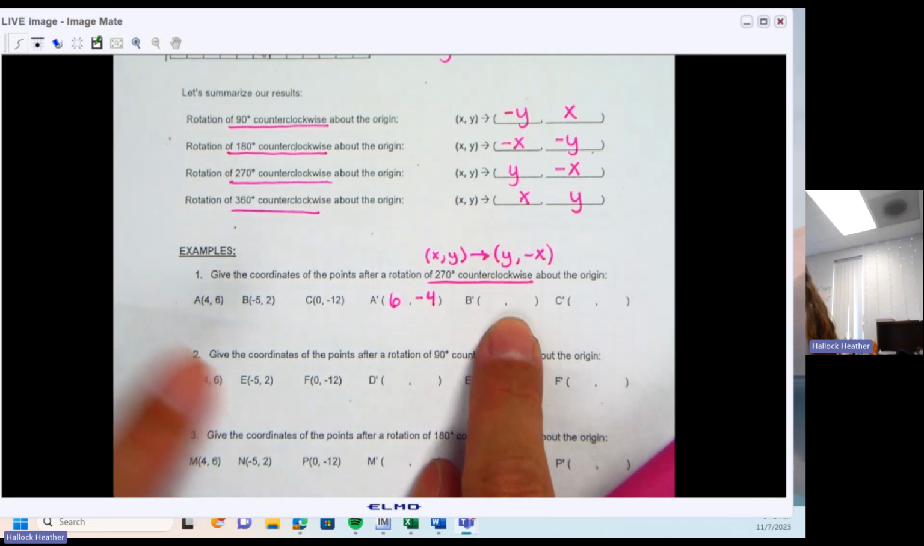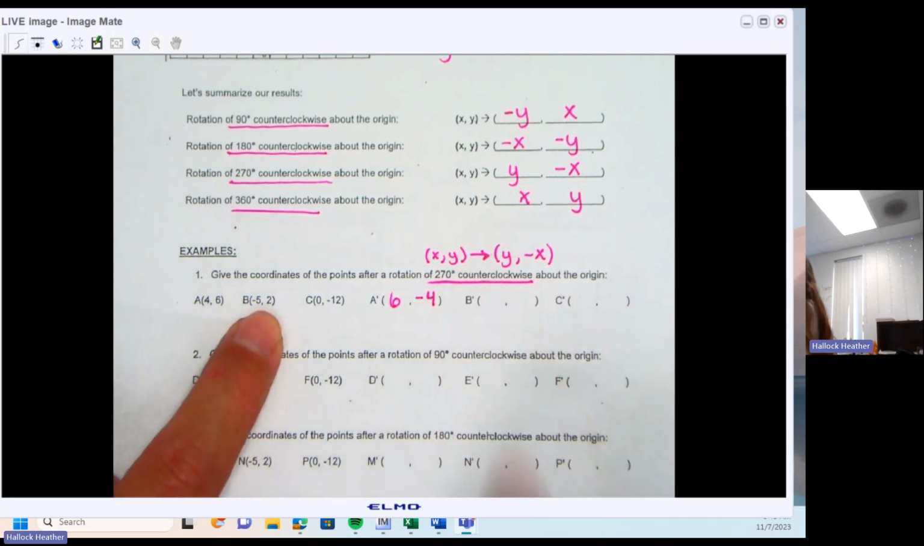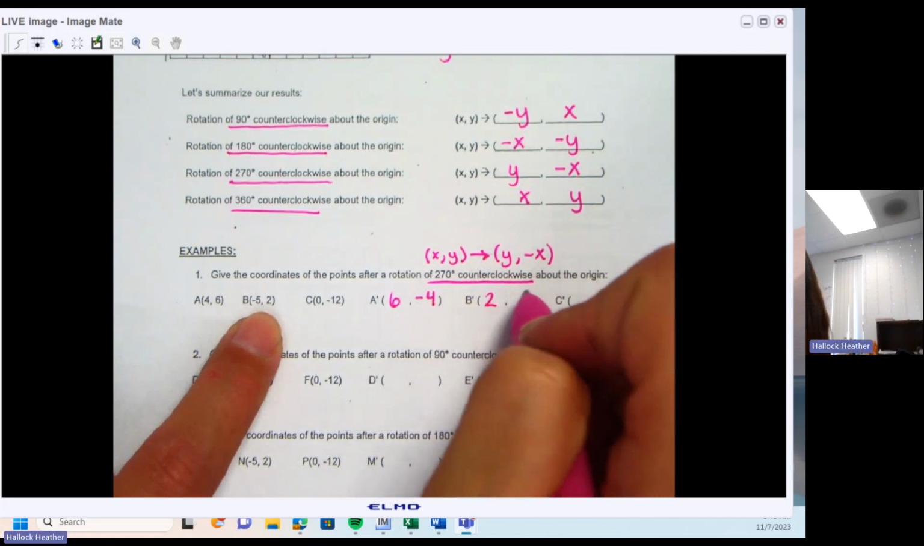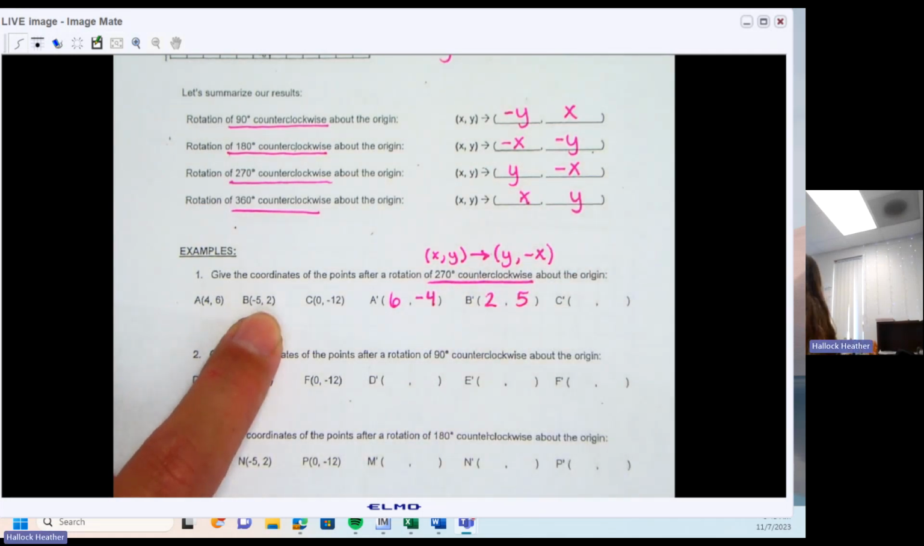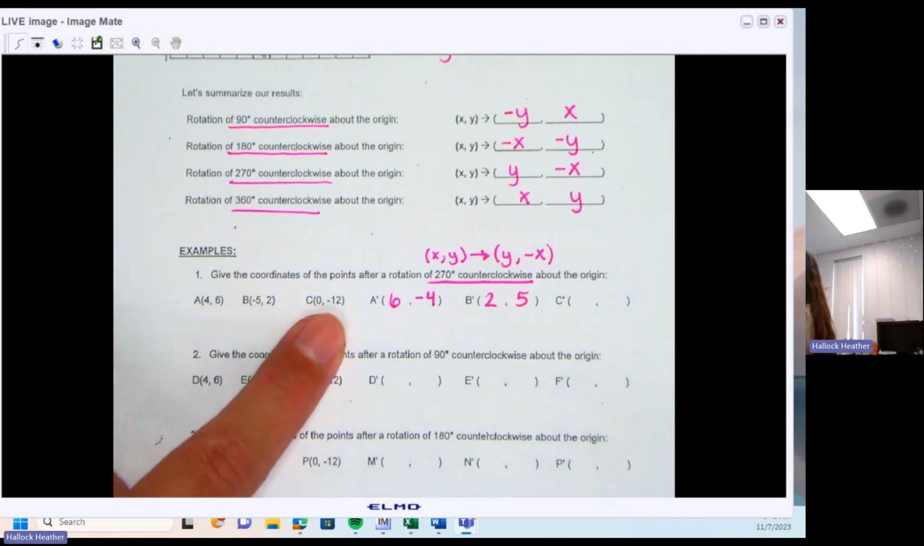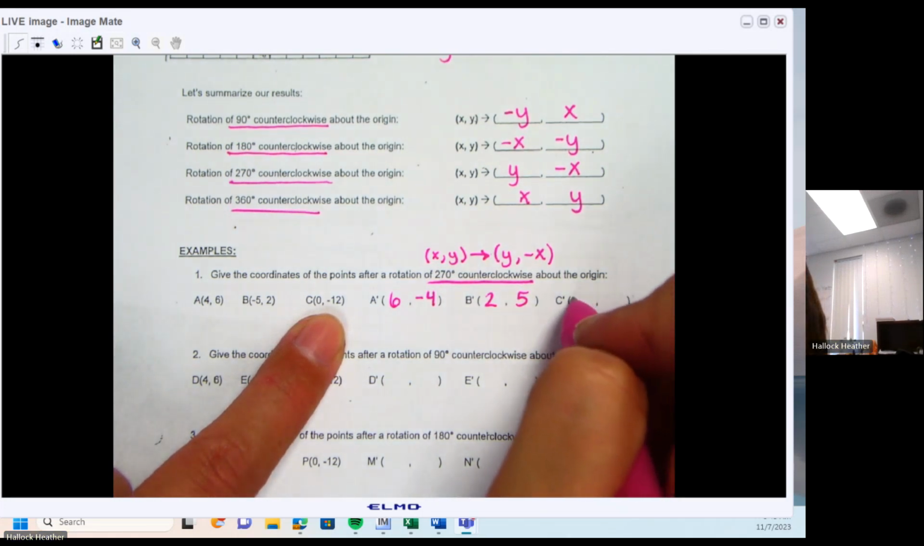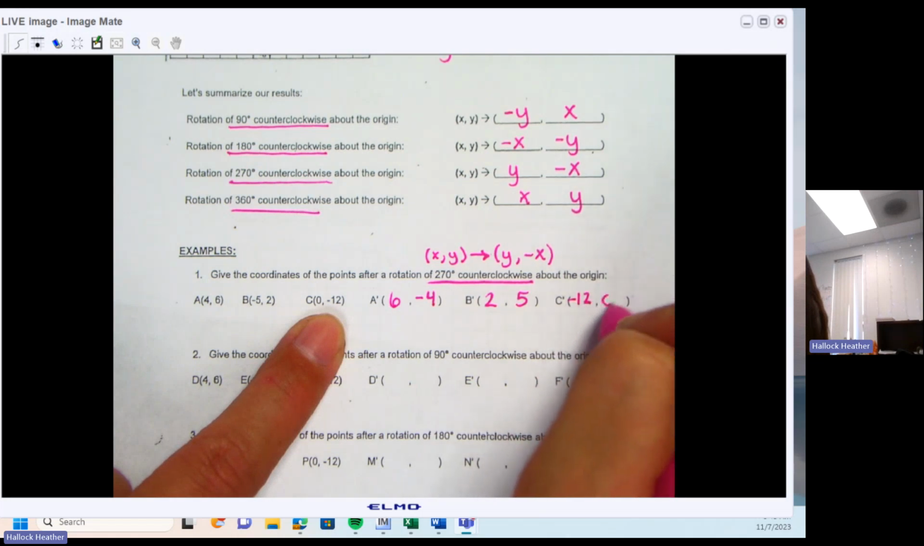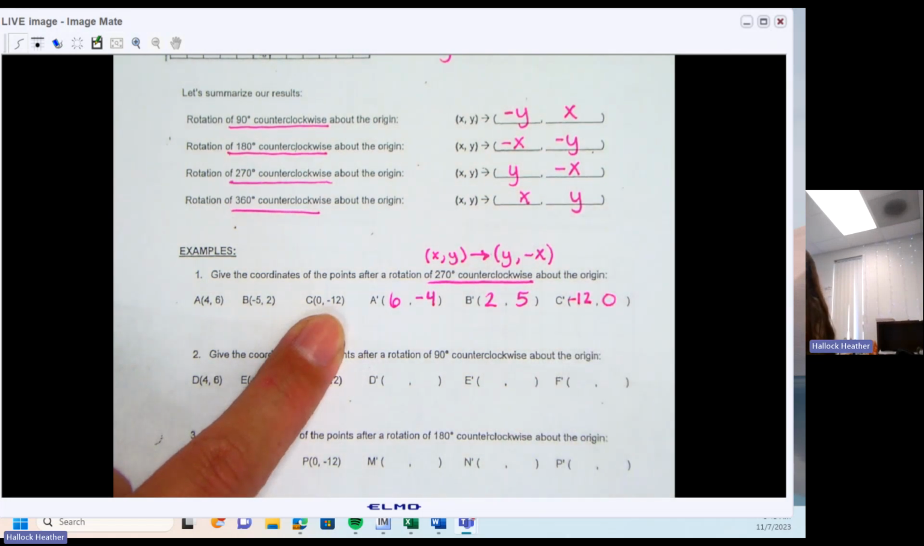B prime, B was -5, 2. I'm going to switch it, and the back number is going to change its sign. So what's it going to be? 2, 5. The 5 was negative, now it's positive because the back number is changing its sign. C, I'm going to flip it, and the back number changes its sign. So what's it going to be? -12, 0. 0 is neither positive nor negative, so 0 just stays at 0.